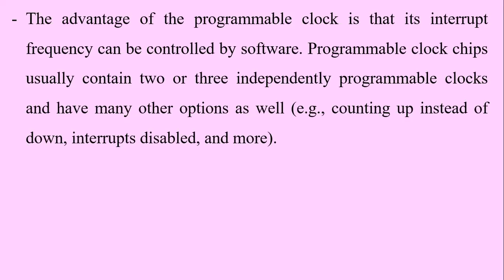The advantage of the programmable clock is that its interrupt frequency can be controlled by software. Programmable clock chips usually contain 2 or 3 independently programmable clocks and have many other options as well, for example, counting up instead of counting down, interrupts disabled, and more.